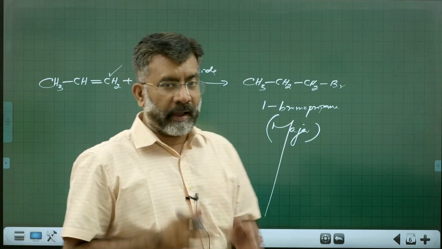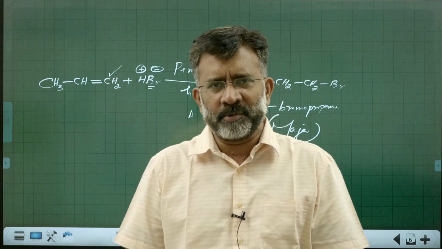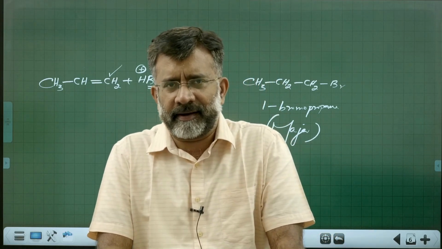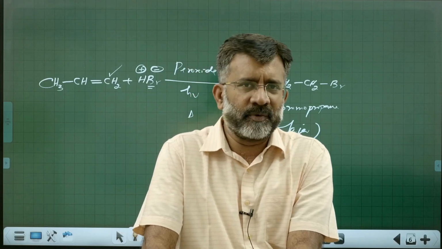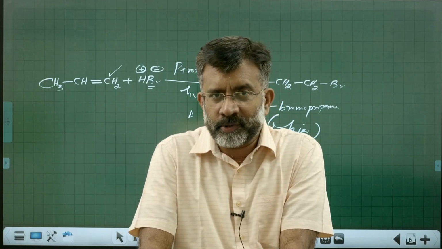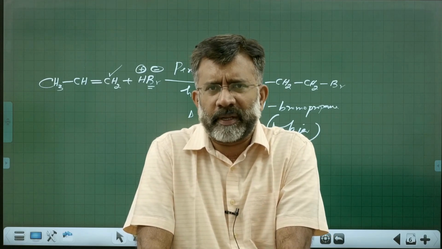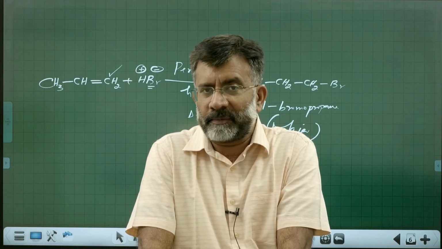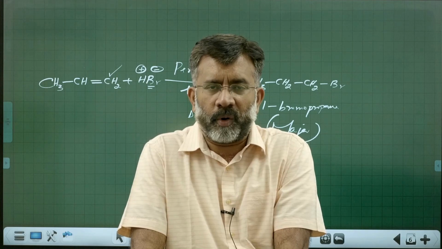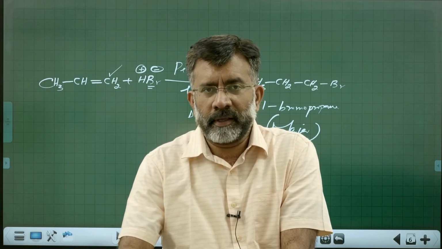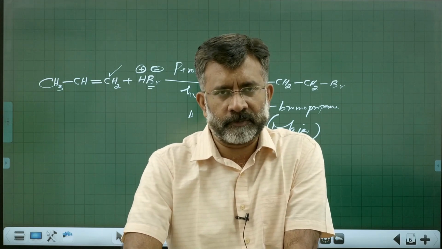And this is called anti-Markovnikov addition. The detail regarding why this anti-Markovnikov addition happens is explained with the mechanism. And also remember, it is clearly explained in the classes that it's applicable only for HBr. Anti-Markovnikov addition is applicable only for HBr, only in the presence of peroxides or light.